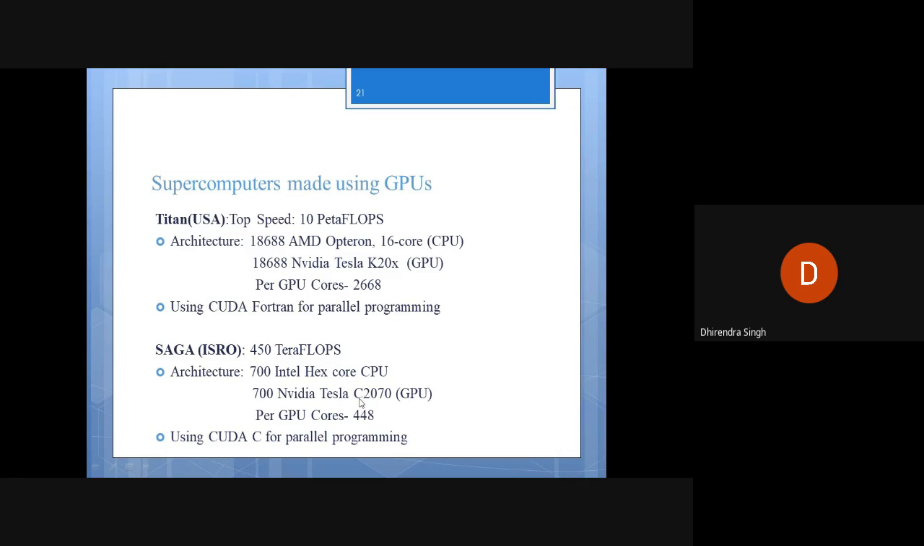And every Tesla C2075 GPU has 448 cores. So you can calculate how many actual processing cores this supercomputer has. And this Saga is using the CUDA C programming concept for parallel programming.